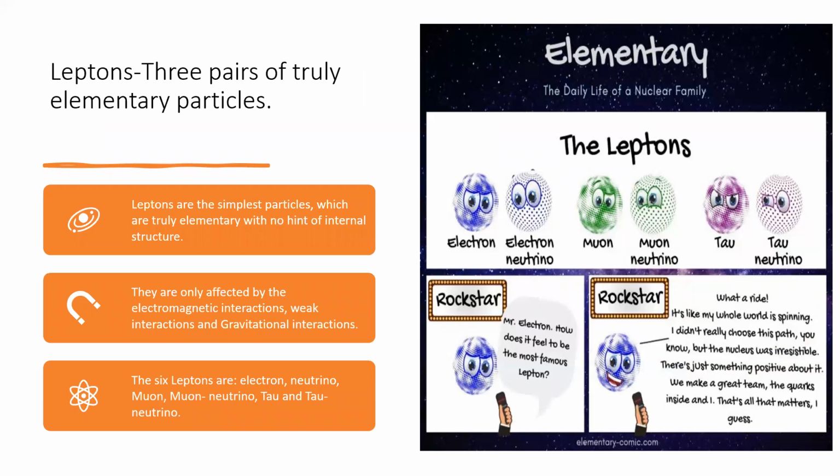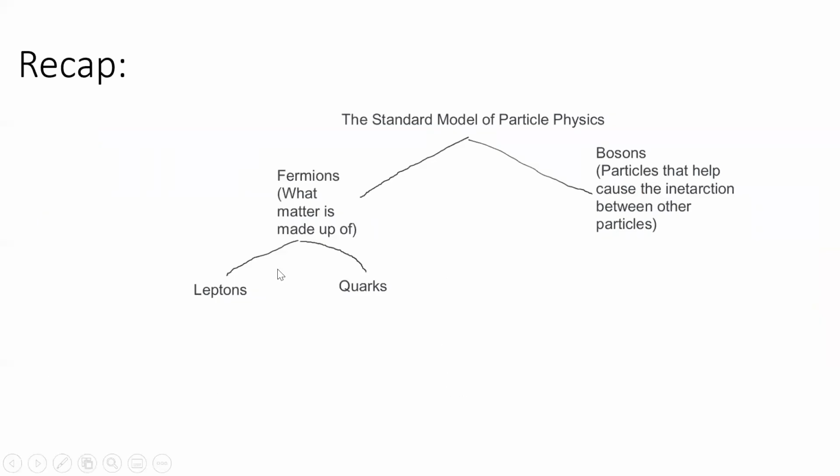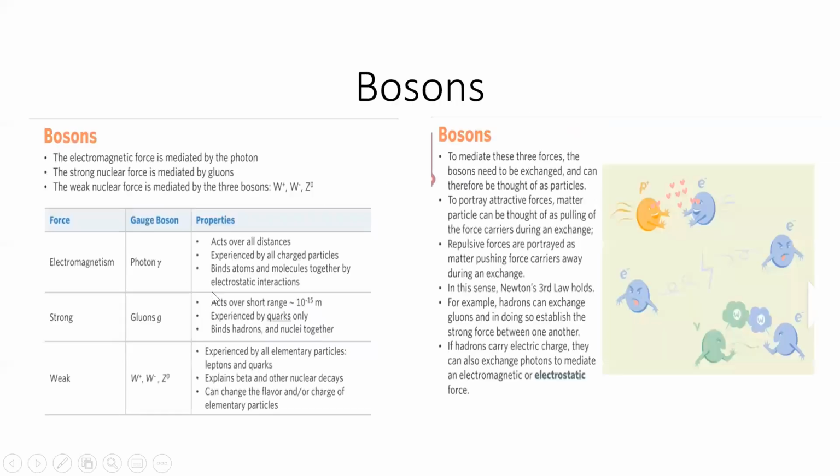Now let's have a look at fermions. We know that fermions are divided into two. As you can see, the fermions are divided into leptons and quarks. So let's have now a detailed look at what leptons are.